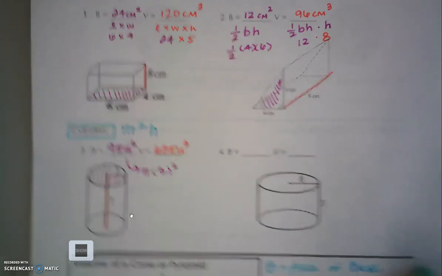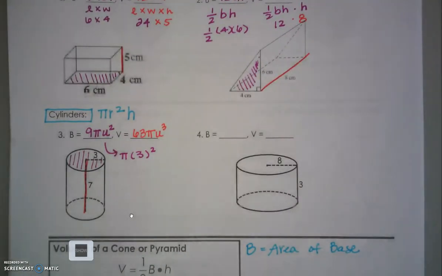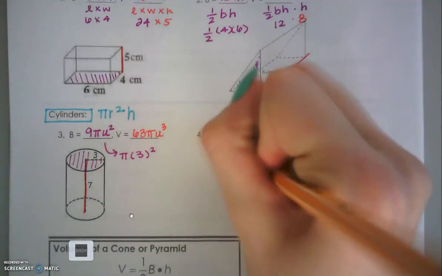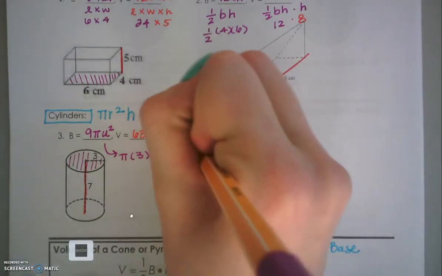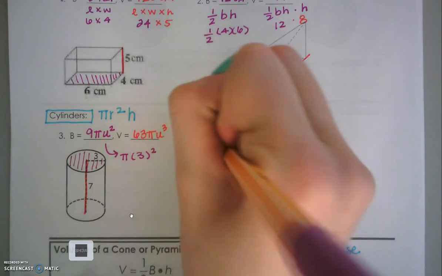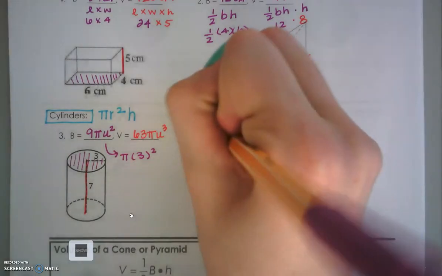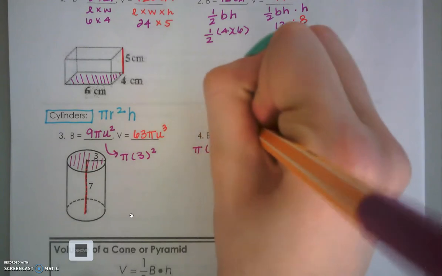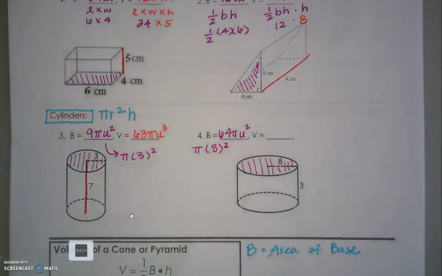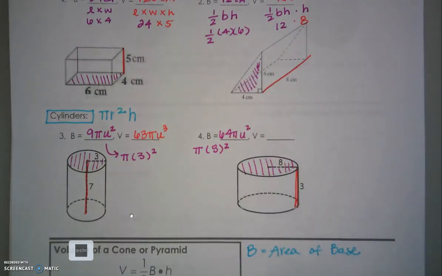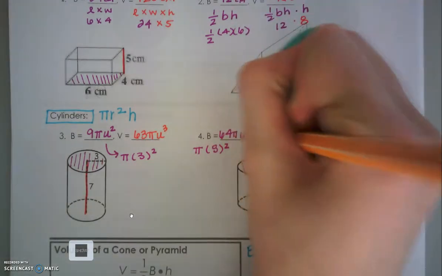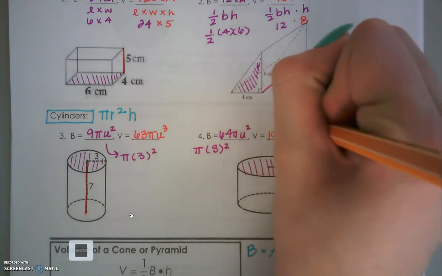Another example, again, the big B stands for the area of the base, and we know that my base is a circle when I have a cylinder. So this is going to become pi 8 squared. So we're going to call this 64 pi units squared for area. And to find the volume, we're going to bump this circle out a unit of 3 to create a cylinder. So we need to find out what 64 times 3 is. We get 192 pi units cubed.